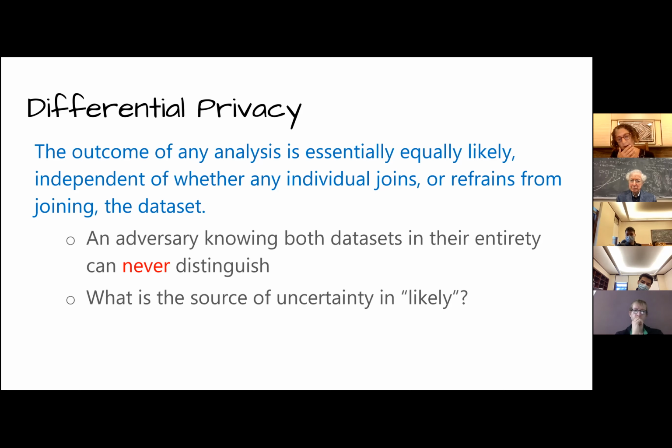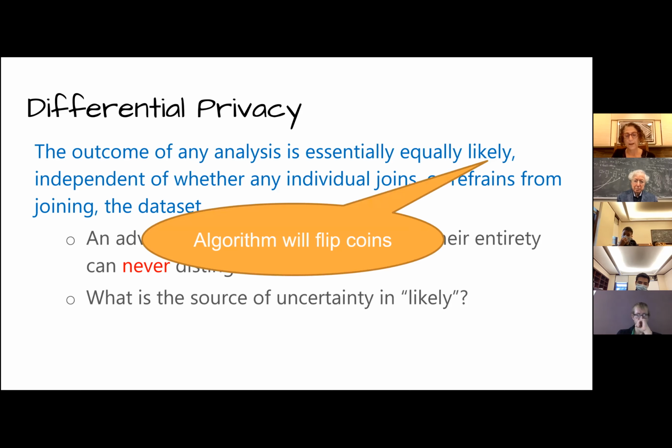Now, when we say that the outcome of the analysis is essentially equally likely, we have to say, what is the source of uncertainty in the word likely? And the answer is that the algorithm is going to flip coins. So we're never going to rely on luck in creating the database. Our definition is going to be worst case over all databases. And uncertainty is going to be intentionally introduced by the algorithm. This is good because the algorithm is written by us. We're the good guys and it flips coins the way it's supposed to. So the right kind of uncertainty will be released.